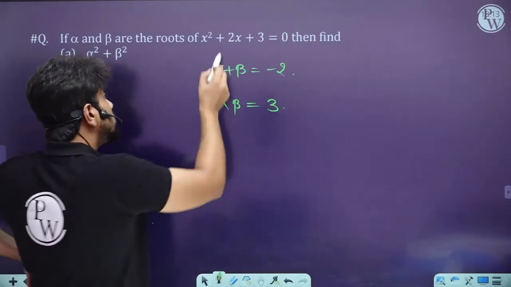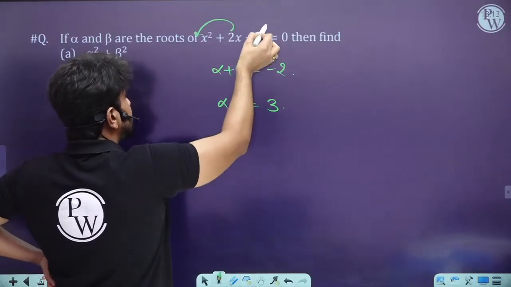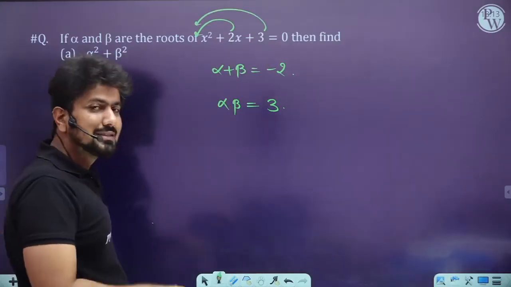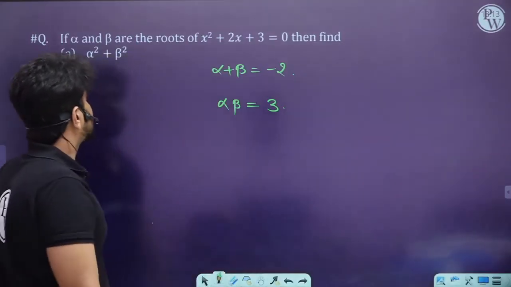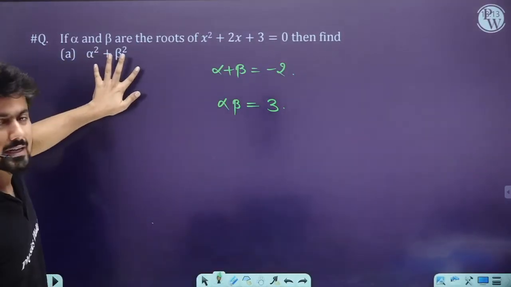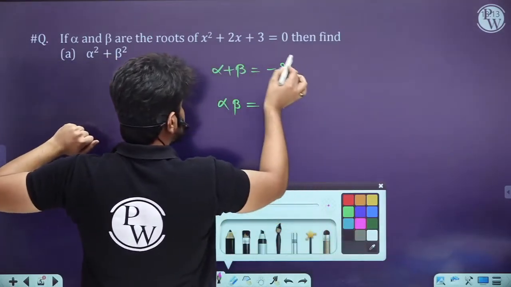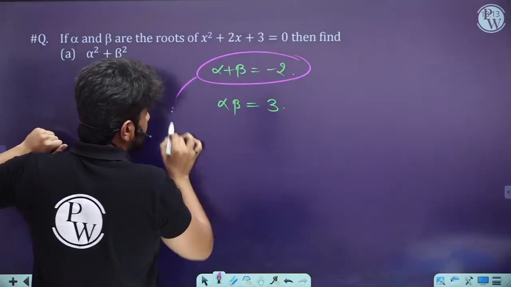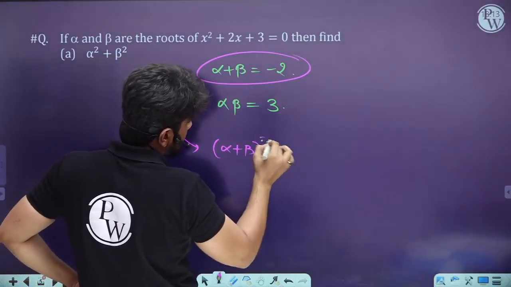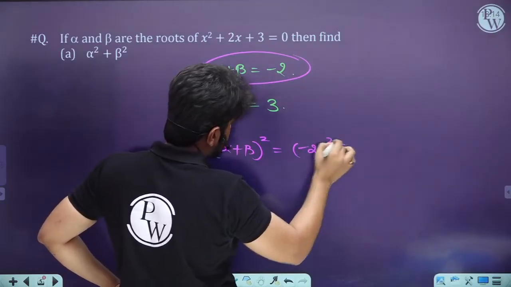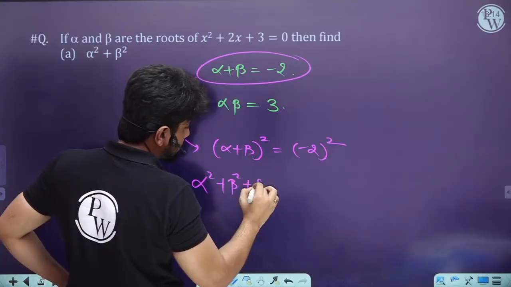Alpha plus beta is minus 2, and the value for alpha beta is plus 3 for this equation. The sum of the roots is minus b upon a, which is minus 2, and the product of the roots is c upon a, which is 3. So alpha plus beta is equal to minus 2 and alpha beta is equal to 3. Now how do we get to alpha square plus beta square? It's very simple. Just square this equation. So alpha plus beta whole square is equal to minus 2 square, correct? Alpha plus beta whole square is alpha square plus beta square plus 2 alpha beta.